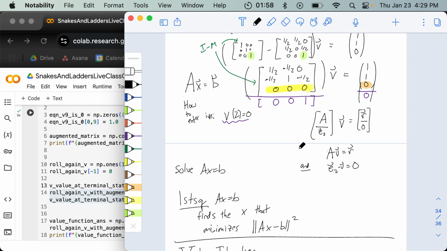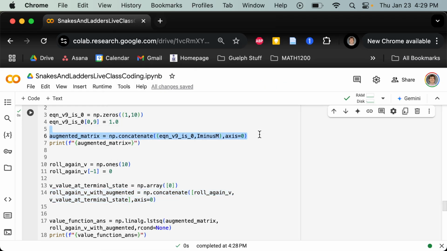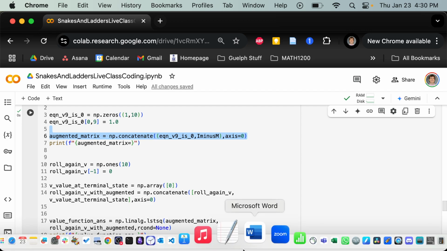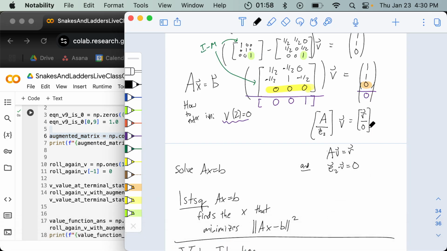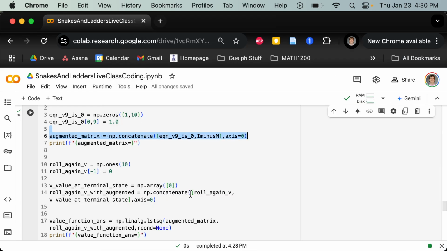So on one side, I said, take the matrix and the vector and put them next to each other. And that was this line over here. And actually, look, I did it. I said, take the equation and then put it on top of the matrix. So I actually did it in the opposite order of what I said over here. And so I actually have this. I have E2 and then A on top, and then I'm hitting V. But then over here, I did it the other way. So I have the roll again vector, all that vector of ones, and then I put the final value over there. So I kind of flipped it.